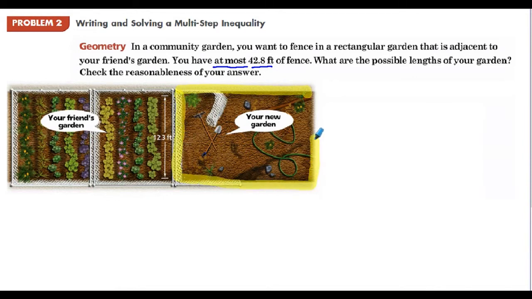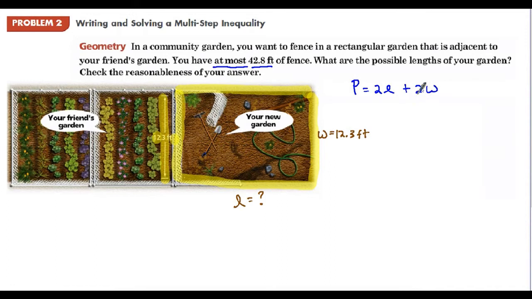Our neighbor, our friend, has this garden, and it shows us that it has a width of 12.3. So we're going to use that to help us. We're going to use a width W of 12.3 feet. We don't know the length, so we're going to have to figure that out. If we're fencing something around, we're finding the length around it, so we're going to use perimeter. We're going to use the formula P equals 2L plus 2W.